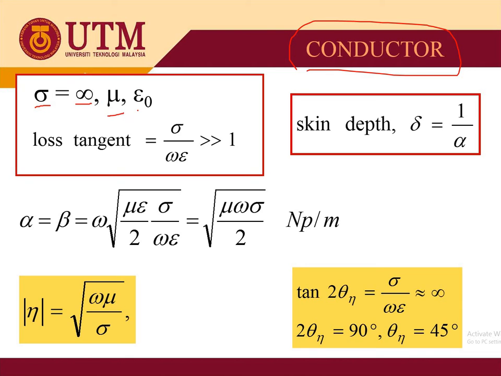Then you have mu naught epsilon naught, and then the loss tangent, because this sigma can be high in value. From here, that's why your loss tangent can be more than 1, far greater than 1. For a conductor, alpha is equal to beta, and they are equal to the square root of mu omega sigma over 2, which has units of Nepers per meter.